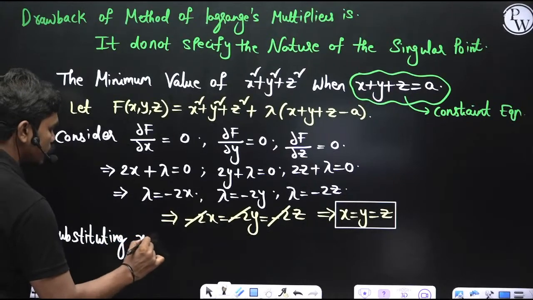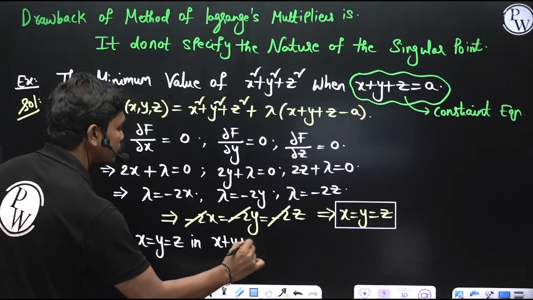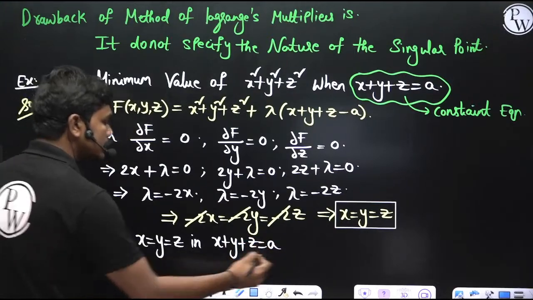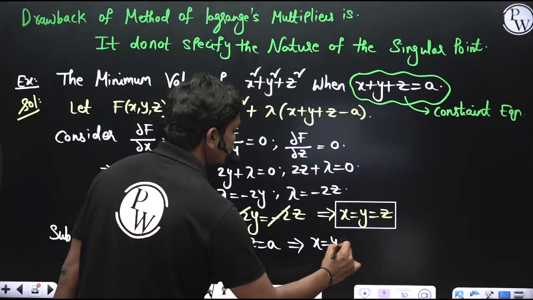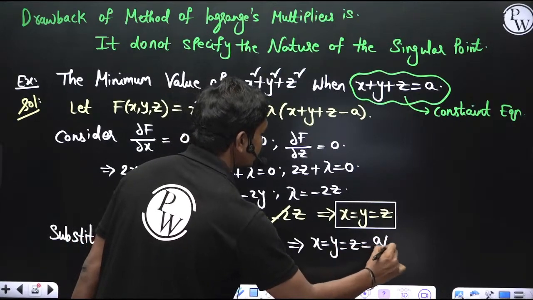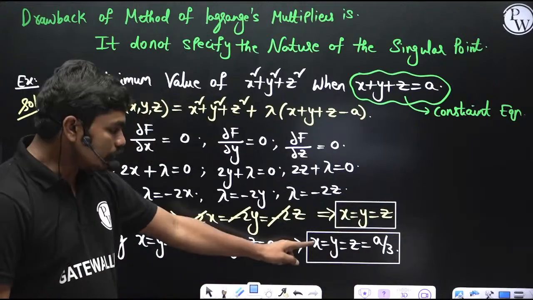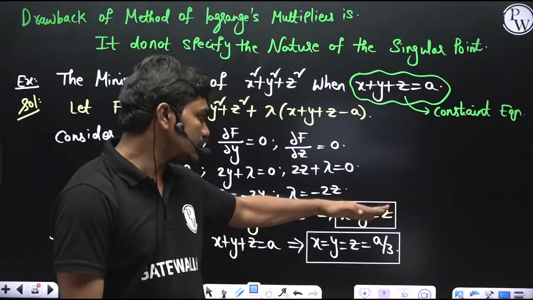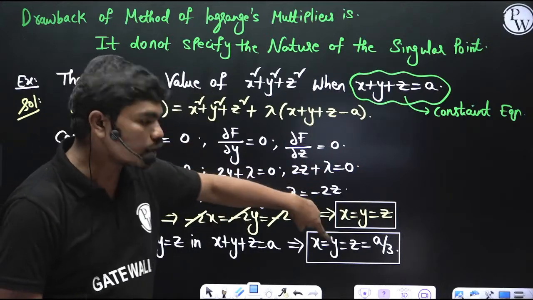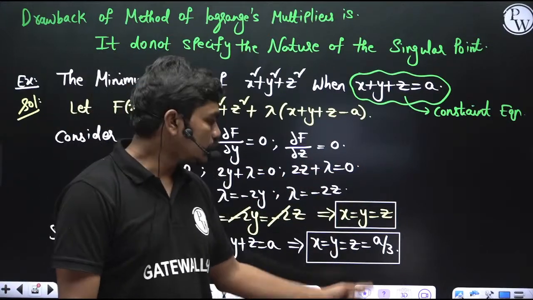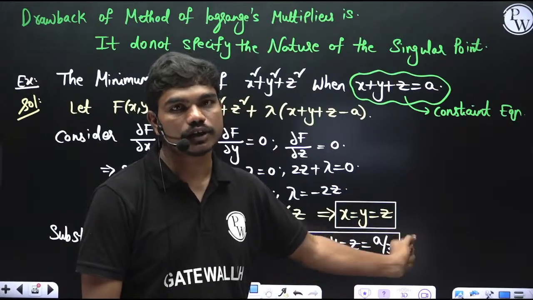So substituting x equal to y equal to z in the constraint equation, which is x plus y plus z equal to a, this implies x equal to y equal to z is equal to a by 3. Okay, so this is a by 3. So now you got the values of x, y, z. Previously, till this point you just got the relation, but by substituting this relation in the constraint equation, you have got the values. Okay, so this is the optimal value, which is x equal to a by 3, y equal to a by 3, and z equal to a by 3.